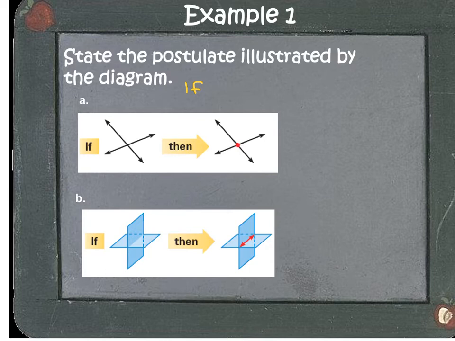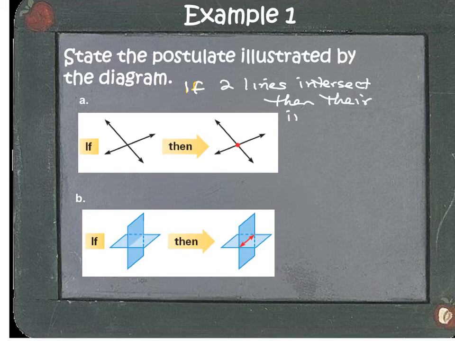I wonder if I should do this in white. So if two lines intersect, then their intersection is exactly 1 point.